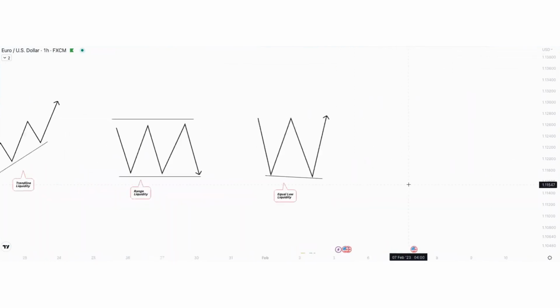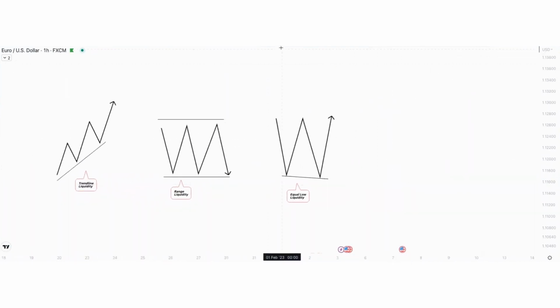And then of course the other one is the equal high, like this one.